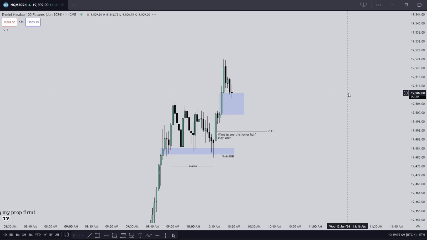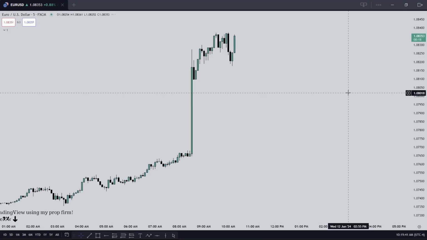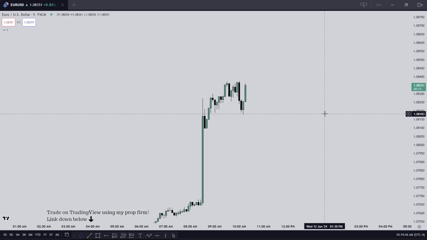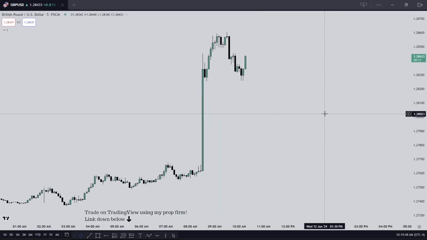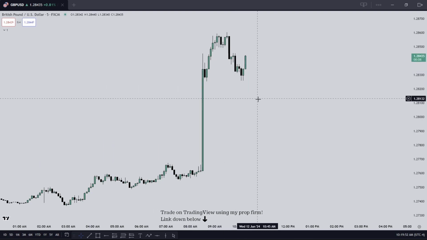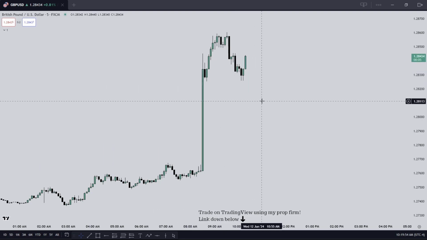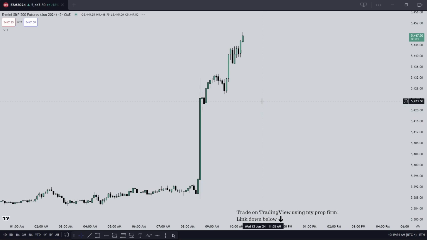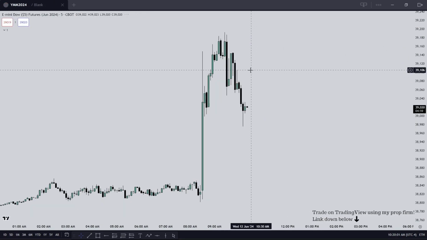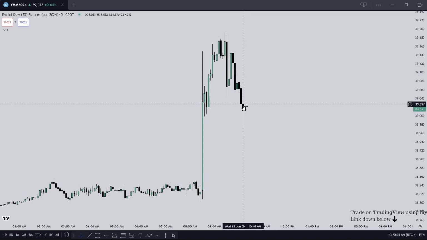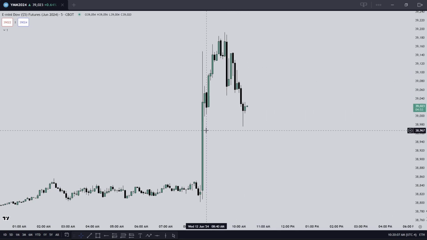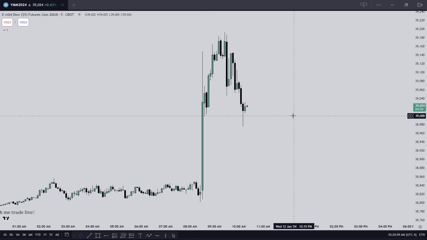If we take a quick look at Forex, Euro dollar is still looking strong and bullish, which is what we like to see. Pound dollar trading into its fair value gap from CPI, showing signs of momentum as well. S&P still making all-time highs, and then of course the Dow doing its own thing, trading into its fair value gap from 730 or 830, sorry.